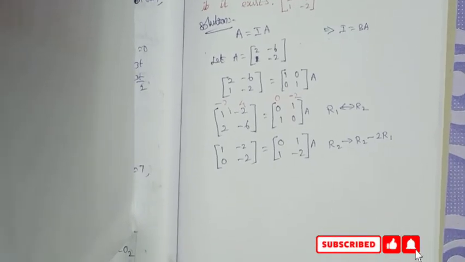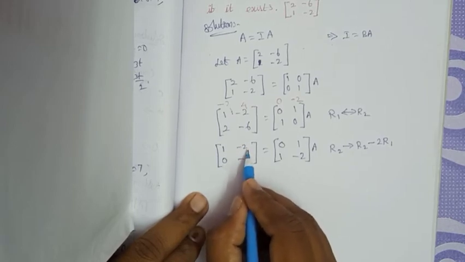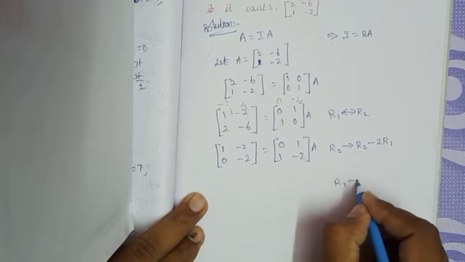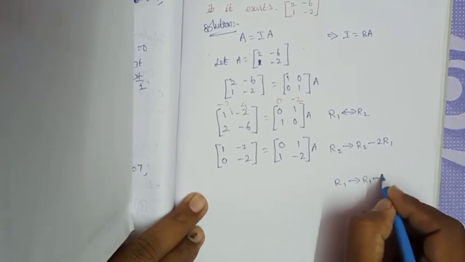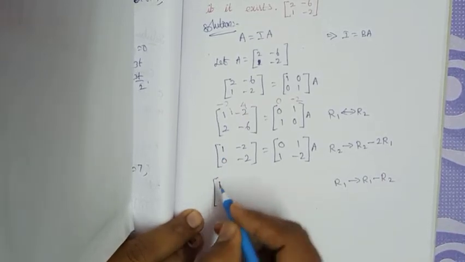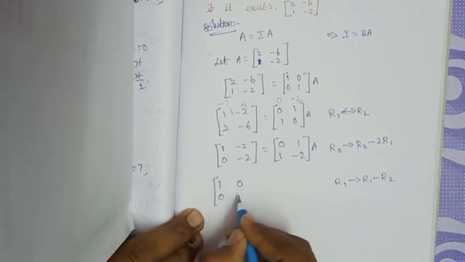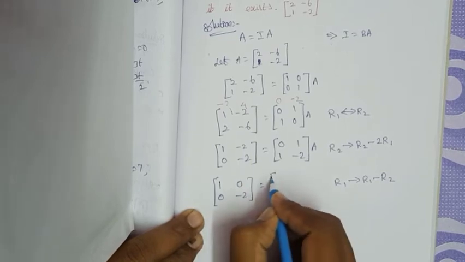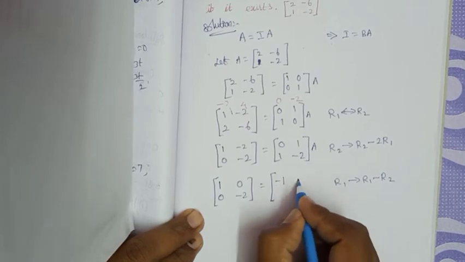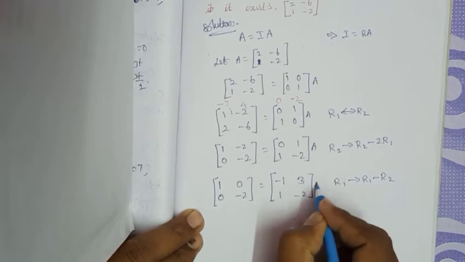Next, this entry should be converted to 0, so we subtract these two rows again: R1 implies R1 minus R2. Then we get 1 minus 0, 1, and minus 2 minus of minus 2, we get 0. Second row has no changes, 0, minus 2, which is equal to 0 minus 1, minus 1, and 1 minus of minus 2, we get 1 plus 2, 3. So the second row is 1, minus 2 into A.